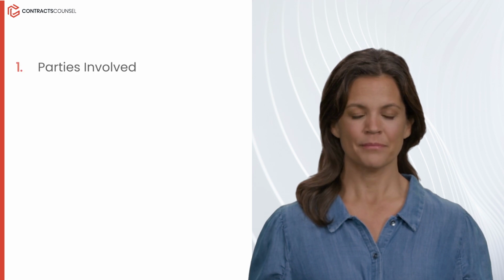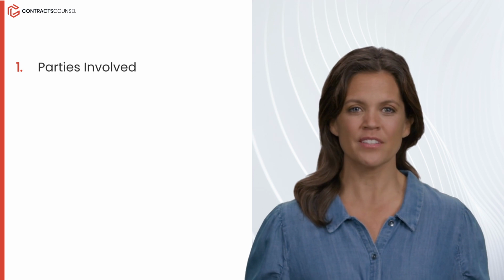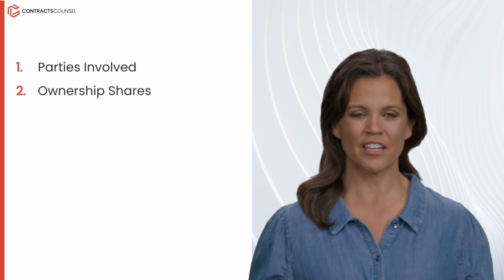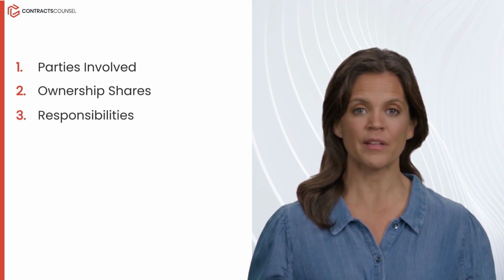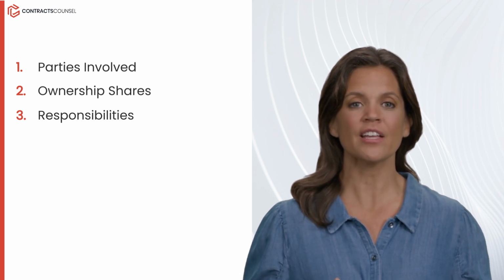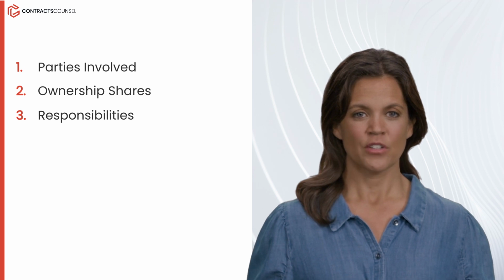Here are the key sections you'll find in most co-ownership agreements. 1. Parties involved. This section lists the legal names of the co-owners. 2. Ownership shares. This part defines the percentage of ownership each party holds in the asset. 3. Responsibilities. This section outlines each party's responsibilities in managing and maintaining the asset, including financial contributions and duties.